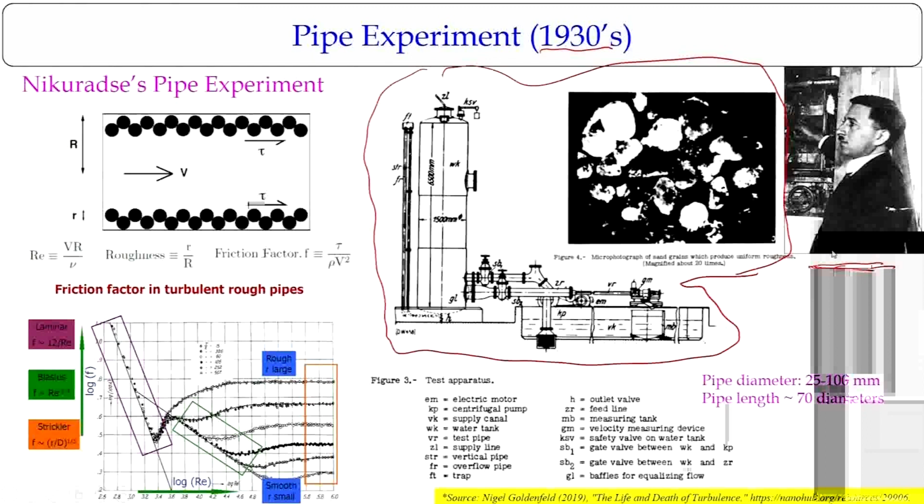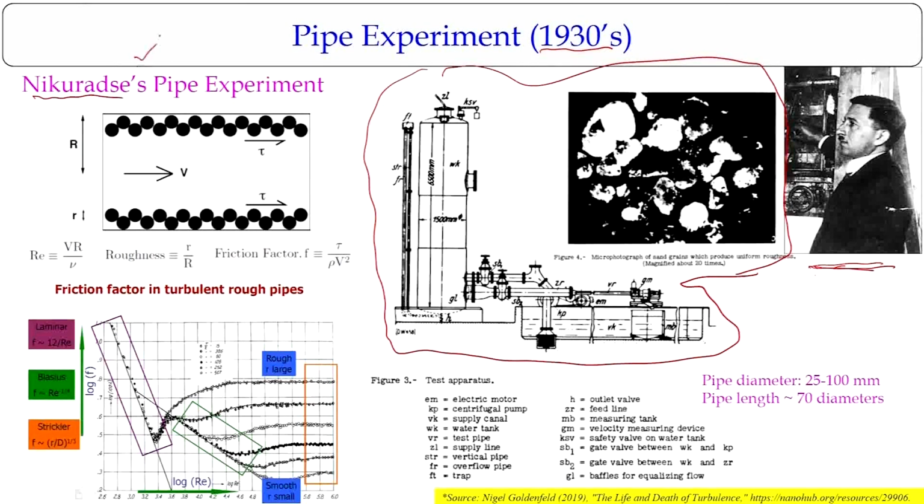The experiment conducted by Nikuradse has a very simple concept: the pipe is given a roughness, an equivalent roughness from sand grains, which the figure shows zoomed 20 times. You can see it is quite random. The sand grains are put in such a way that they create a roughness on the wall of the pipe. The roughness height is represented as r, and R is the radius of the pipe flow.